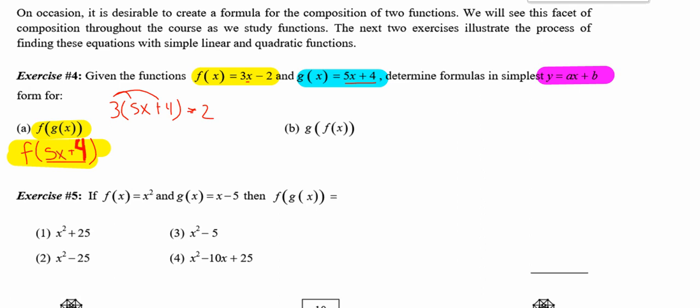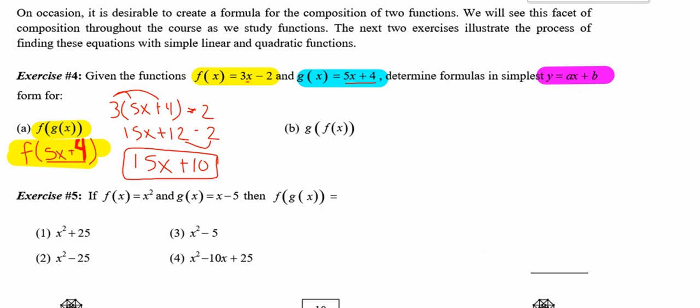So now I'm going to distribute so I can simplify it and get what's in purple down here. So I have 15x plus 12 minus 2. Notice how I got rid of those parentheses. I have some like terms here I can combine, 12 and minus 2. So that gives me 15x plus 10. Now that's in the form that's purple. We have ax plus b, which gives us 15x plus 10. All right, let's try b.